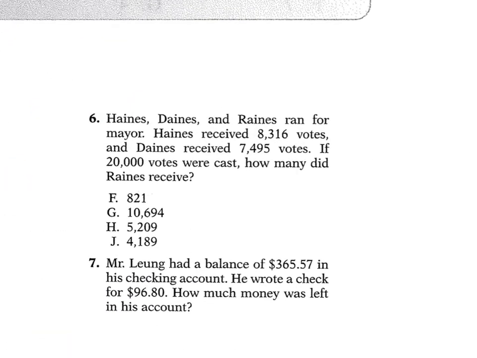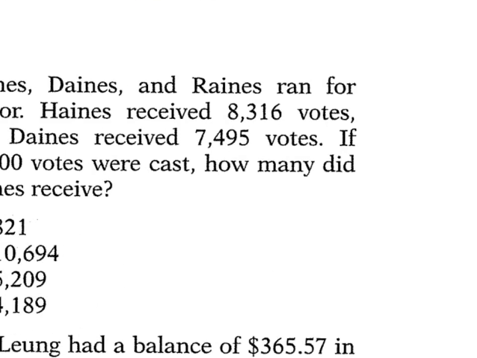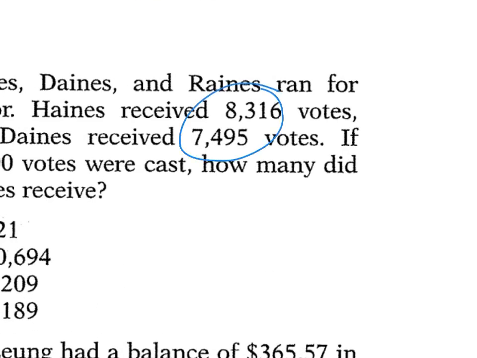Number 6. Haynes, Daines, and Raines ran for mayor. Haynes received 8,316 votes. Daines received 7,495 votes. If 20,000 votes were cast, how many did Raines receive? So we need to add these two up and then subtract it from 20,000. So we have 8,316 plus 7,495.